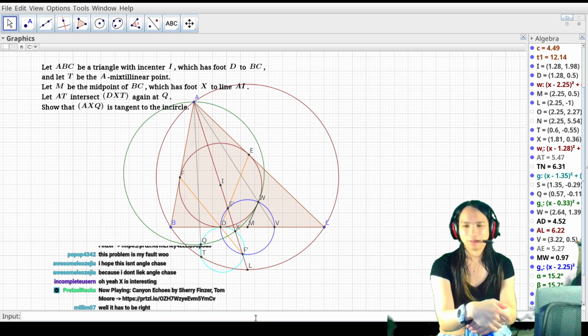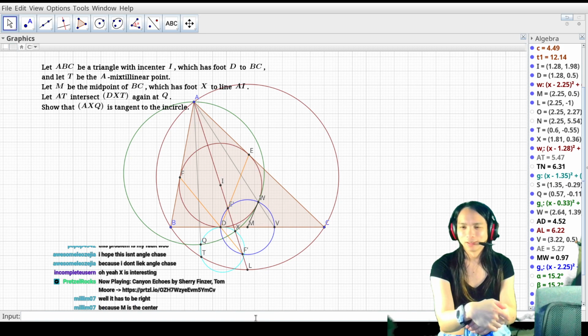Yeah, it is the midpoint of E prime F prime. I just don't know if I want to use that as how I think of the point.